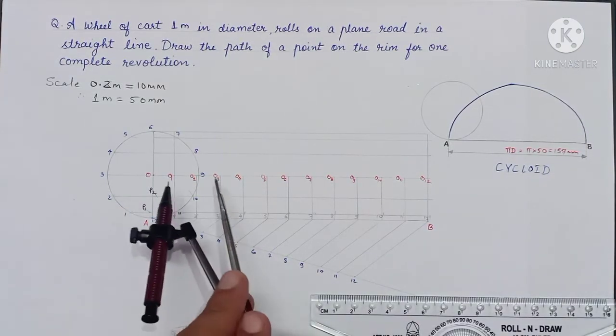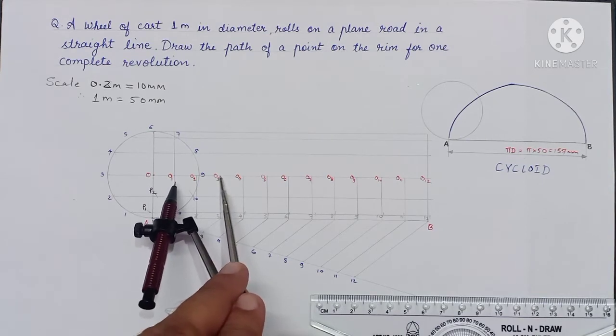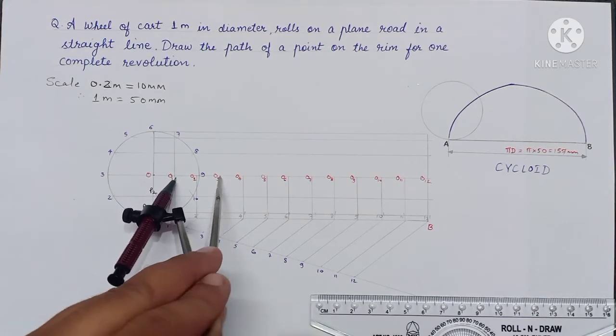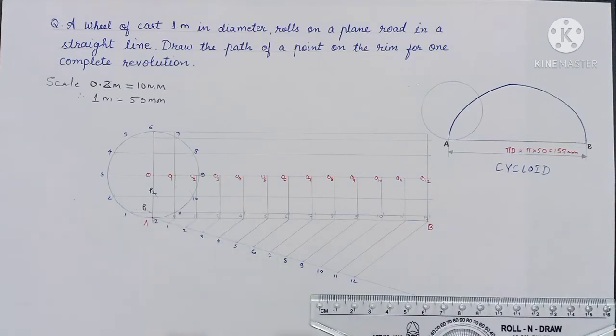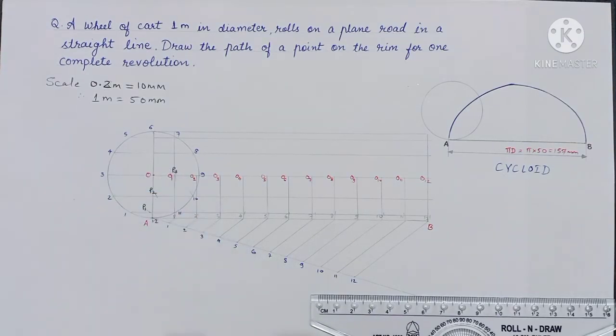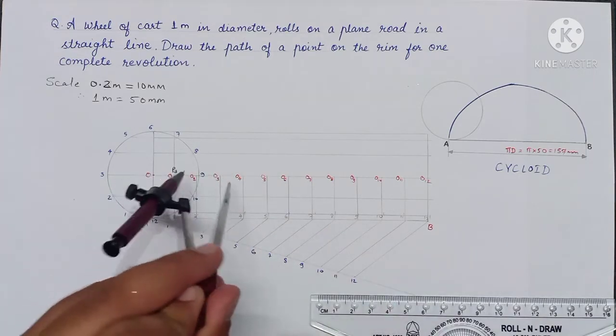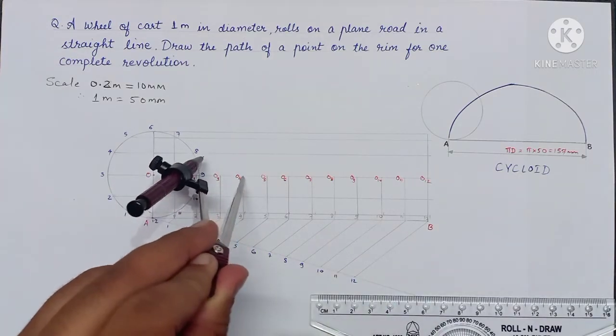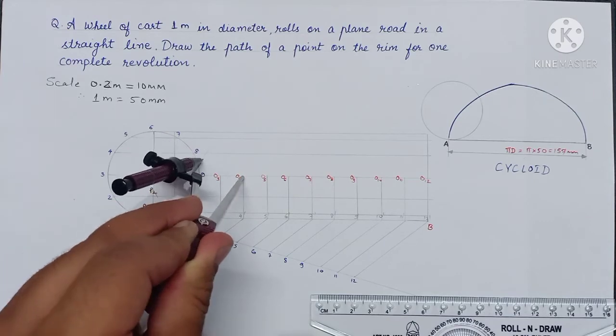Then compass needle on O3 and cut an arc on line number 3 for P3. Then for P4, cut an arc on line number 4.